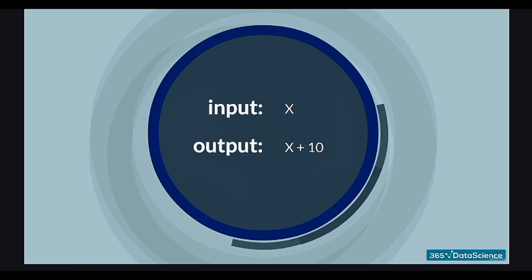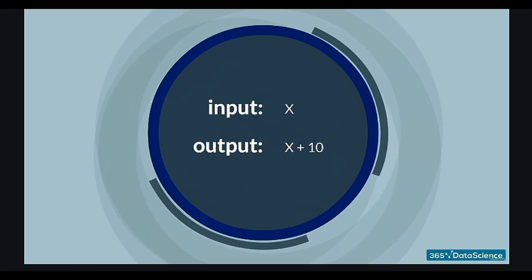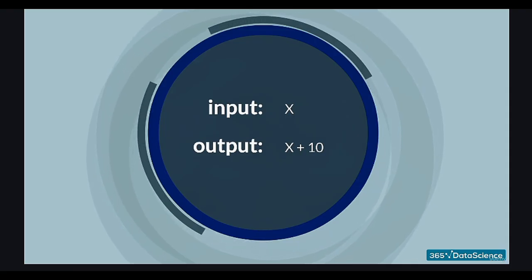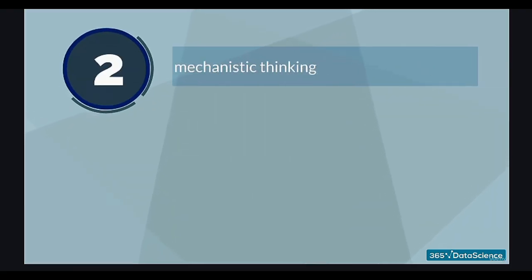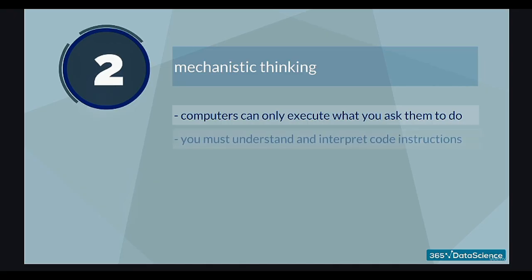After you have created these steps, with the help of a programming language, you will type in beautifully organized lines of code. So, the second crucial thing to develop is mechanistic thinking. Unfortunately, computers can only execute what you ask them to do, and they won't understand what you imply by the instructions you have provided. They will simply compute the code without interpreting your output. Fortunately, we can do that though. Humans can understand and interpret code instructions and adjust it whenever necessary.